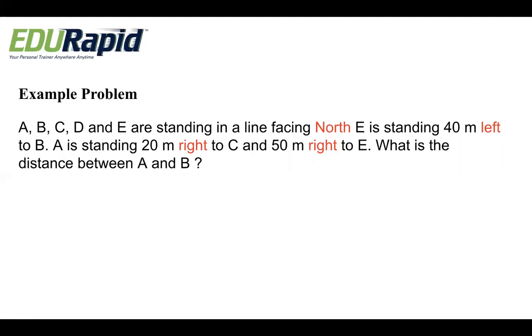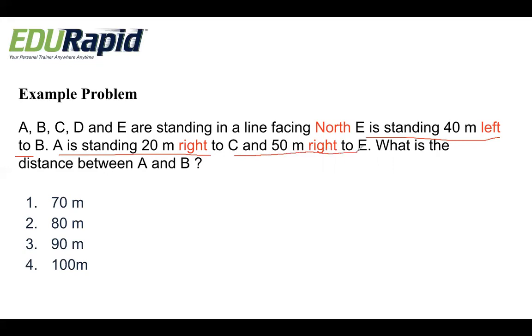A, B, C, D, and E are standing in line. In this case, they are not saying what A, B, C, D are. Let's assume that they are people. A, B, C, D, and E are standing in a line facing north. So everybody is facing north. E is standing 40 meters left to B. A is standing 20 meters right to C, and 50 meters right to E. What is the distance between A and B?